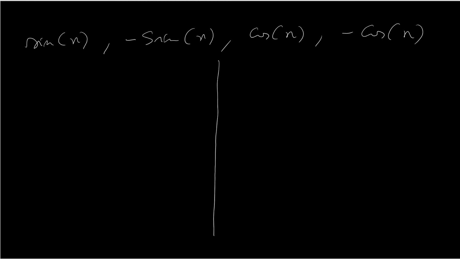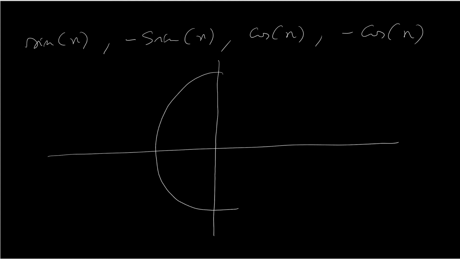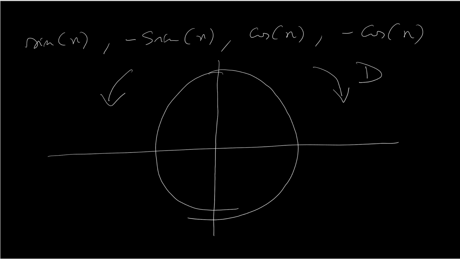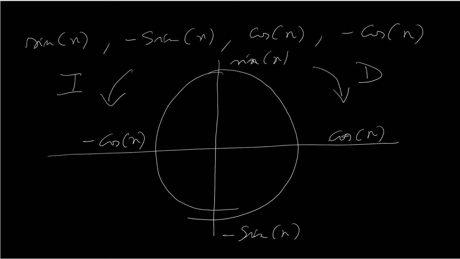I have the unit circle, right? So the only thing that I need to do is know how to draw the unit circle, and also know that if I go clockwise, I'm having the derivative. If I go on the opposite side, I'm having the integral, right? So here I have a cosine x. This is negative cosine x. This is negative sine x. This is sine x, right?